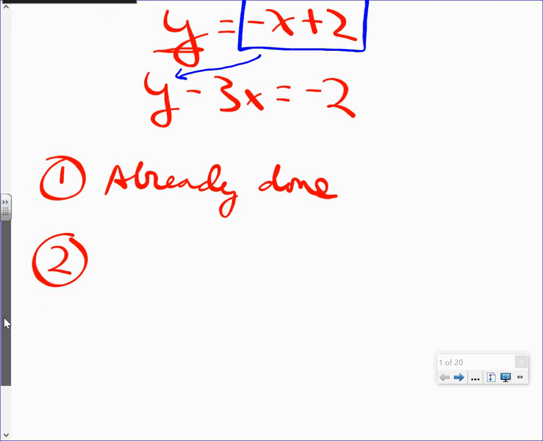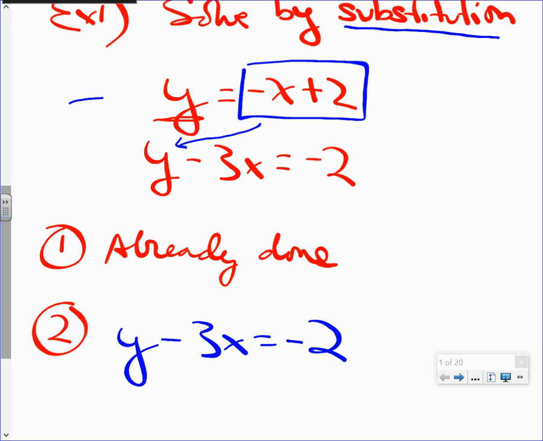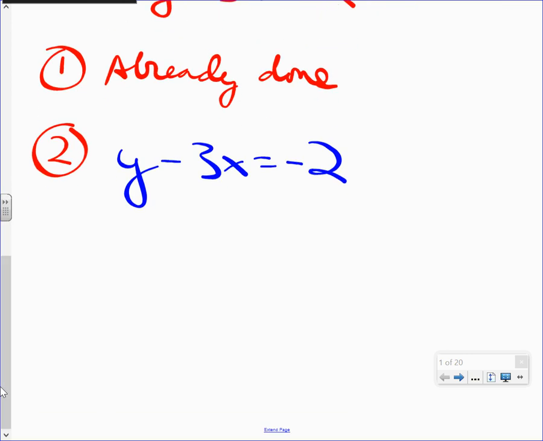I'm going to write the other equation, y minus 3x equals negative 2. But look what I'm going to do now. I'm going to rewrite it, but wherever I see y, I'm going to replace what y is. What is y? Well, look at the first equation. Y is already by itself. This means y is negative x plus 2. So watch me replace y. I'm going to replace y with negative x plus 2, and I'm putting it in parentheses because y is the whole thing. I'm substituting y with negative x plus 2.